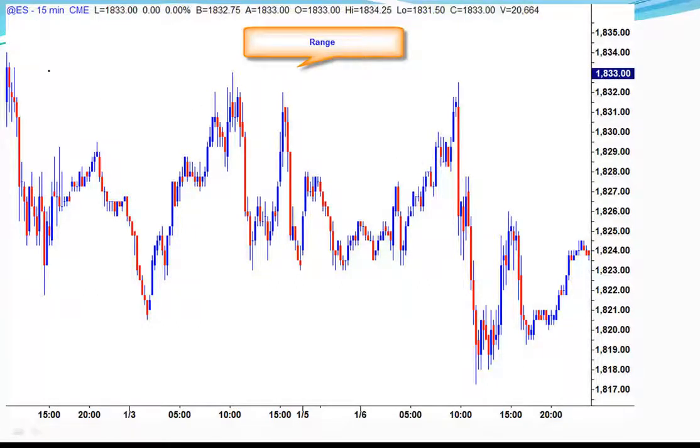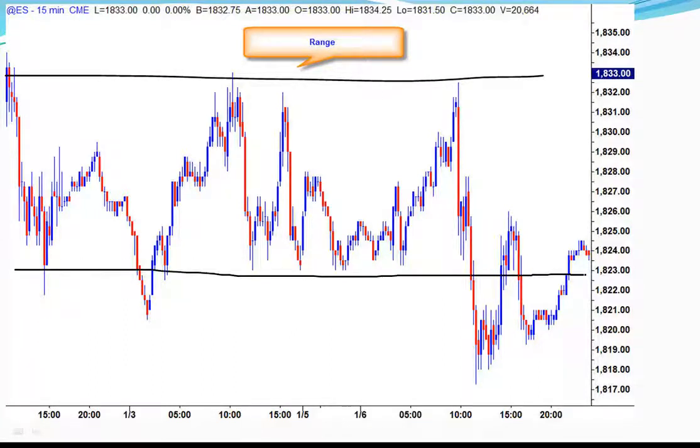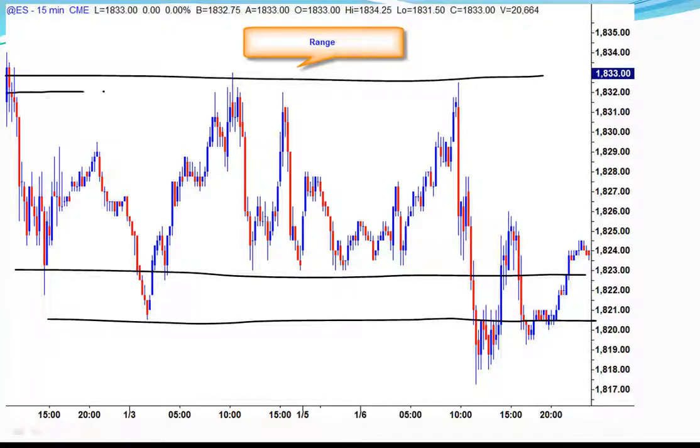All right, where would we establish our range? We could see right across here, here's a range high. We can see right across here, here's a range low. We can see right across here is a range low. And we also have some stuff up here. So when we start to look at this chart, this is the most difficult type of market to work with.